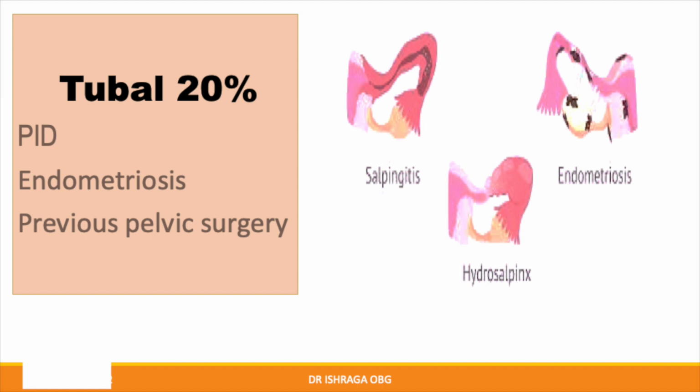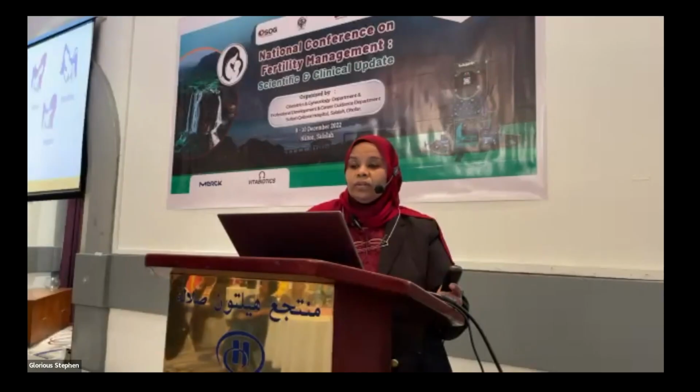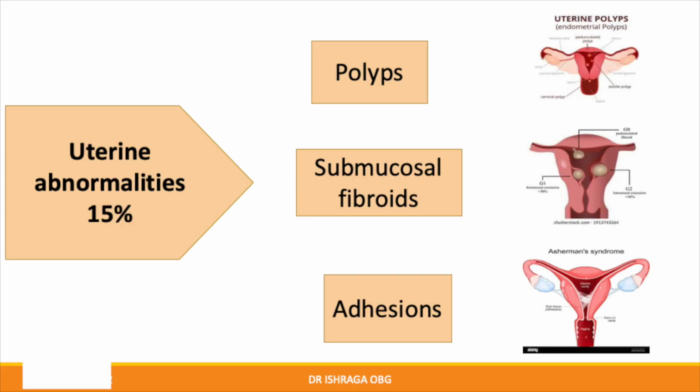Can be tubal, around 20%, like when there is pelvic inflammatory disease, endometriosis, previous pelvic surgery, previous ectopic pregnancy, all this will affect the tube. Uterine abnormalities in around 15% can be polyps, submucosal fibroids, or intrauterine adhesions.